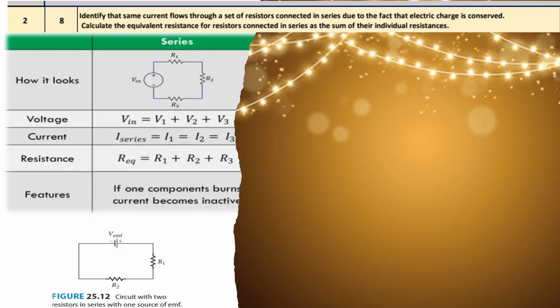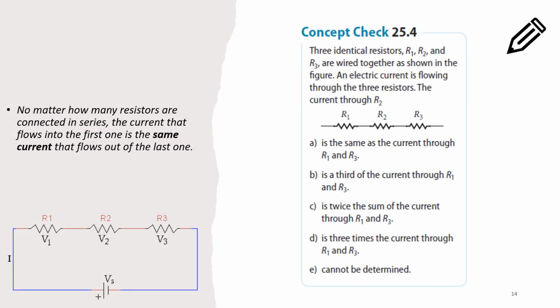Here is a quick example, or quick question, about it. And also, I remind you to drop your answers in the comment box. Please don't forget to mention the number of the question, 25.4. So here is the question. Three identical resistors R1, R2, and R3 are wired together as shown in the figure. So they are in series. An electric current is flowing through the three resistors. So what is the current passing through R2?